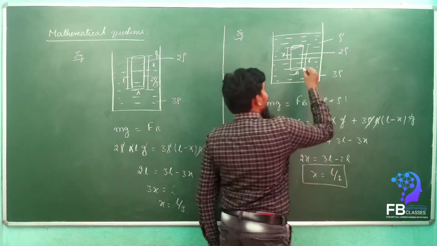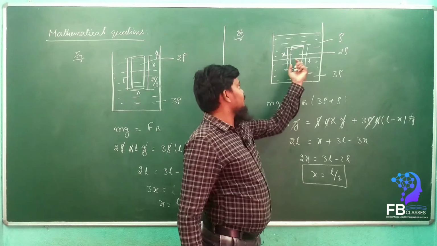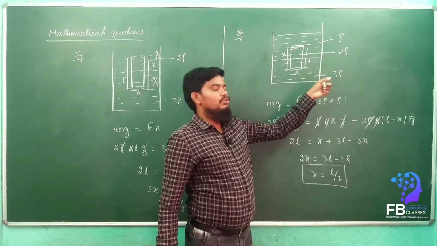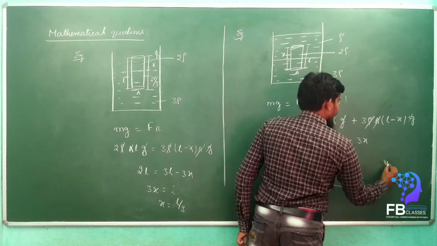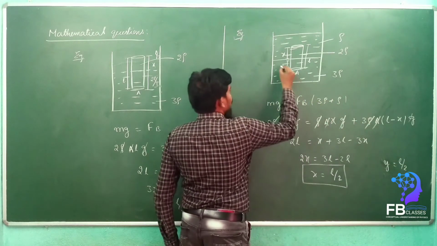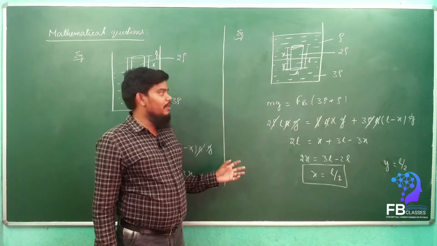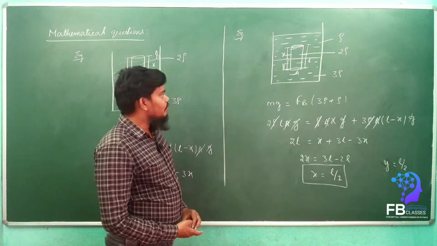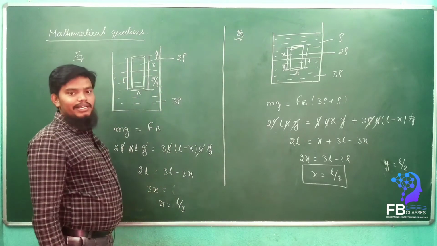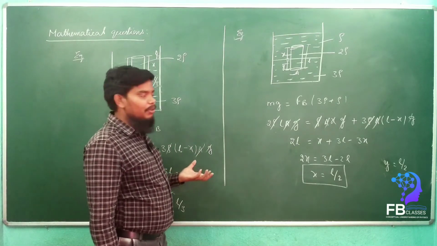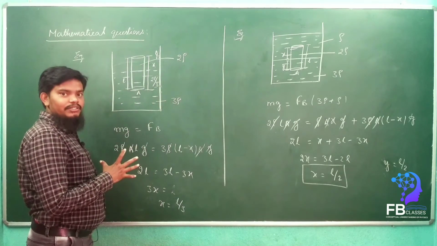Got it? Then if he asks to find out the length of the cylinder which is inside the 3 rho liquid, it will also be the same answer. If you consider it as y, y is equal to L by 2. So whatever it may be, we can find it out. Understand? Based upon that, in the JEE examination, he asked one beautiful example. So we are going to discuss it now. Do you understand, everyone?